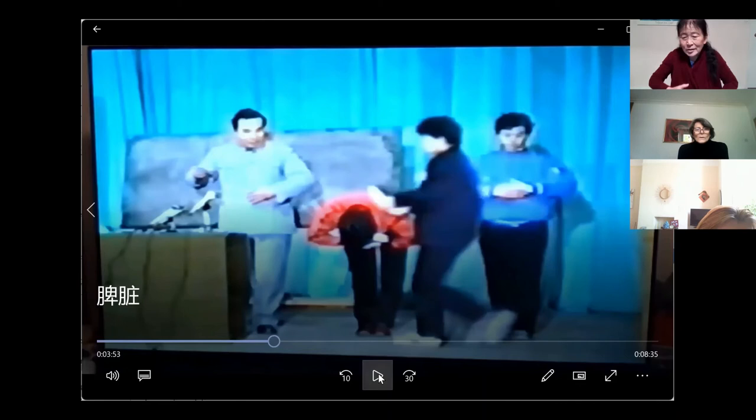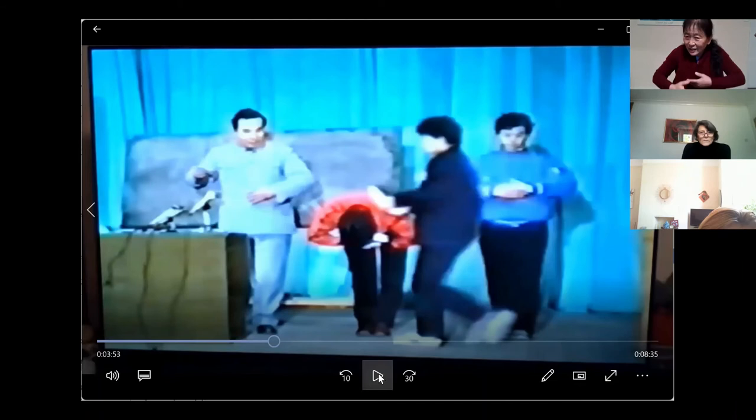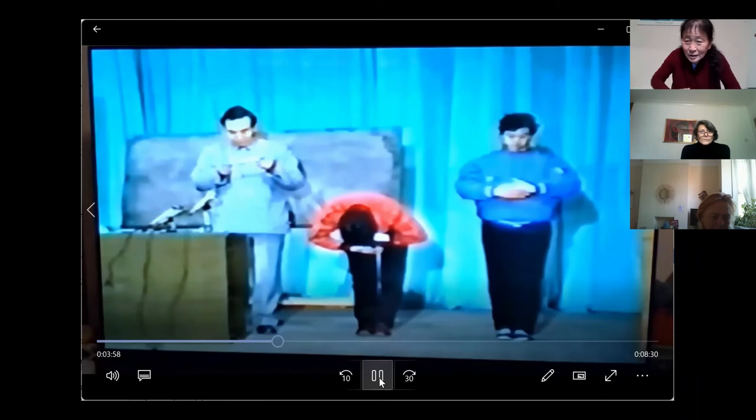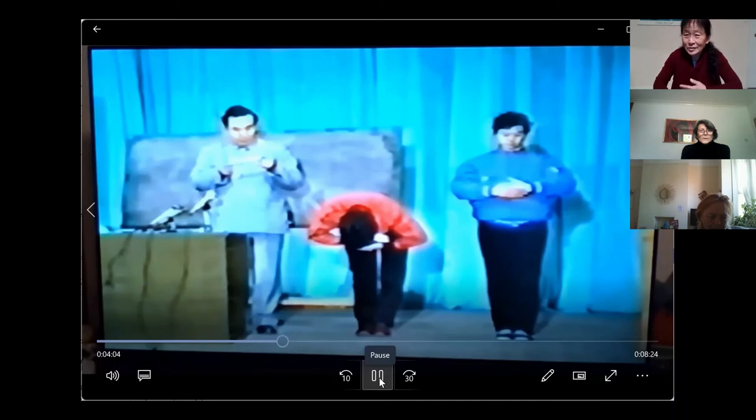We turn the hands, coil the hands, and it gets qi in. Not only turn, but get qi in. The purpose is to get qi in, into the body.